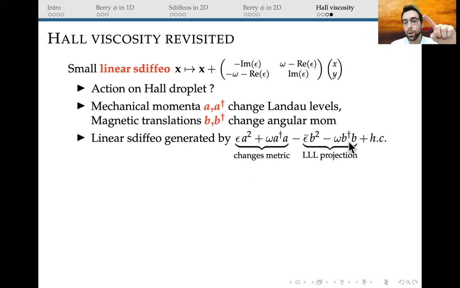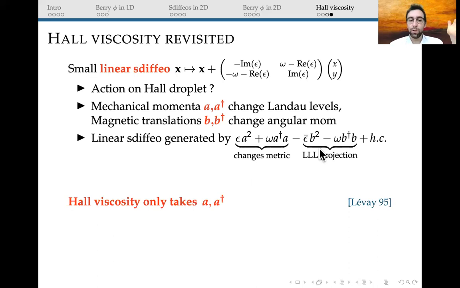So what does this have to do with Hall viscosity? Well, the point is that when you compute Hall viscosity, you apply an action of linear DFOs where you only consider the A piece, you only consider A operators. You do not even include the B's. You may recall, as I mentioned earlier, that Hall viscosity is given by an exponential of A squared. So that's what we're seeing here.